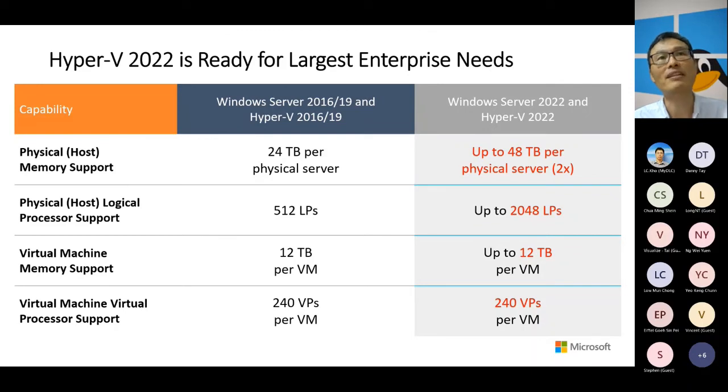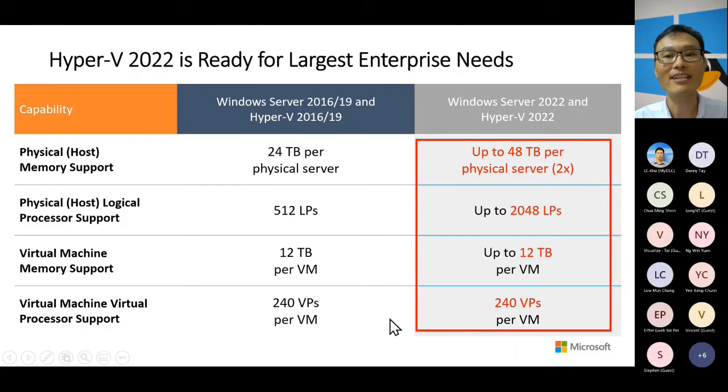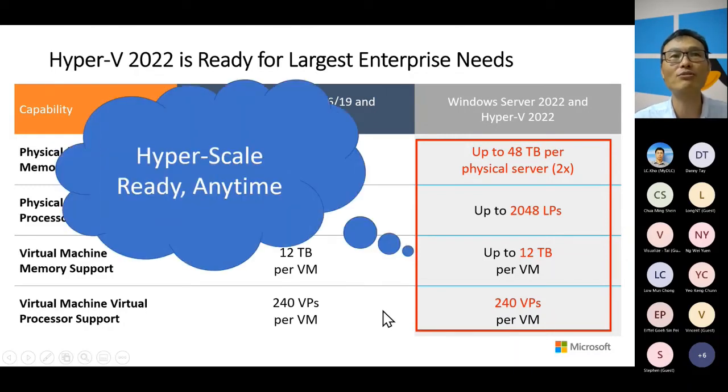Just to give you a bit of perspective, around October, November last year, Microsoft also released the latest version of Windows Server, and together with Windows Server 2022, we also have Hyper-V 2022. As you can see, with the latest version, the maximums of the solution have gone through the roof, from 24 terabytes doubling to 48, from 512 logical processors to 2048. From a virtual machine memory support perspective, it had already gone through the roof back in 2016 and 2019, so Microsoft didn't put in a lot more. It's not surprising, since not many people have actually hit that kind of requirement, and similarly from a virtual CPU perspective. But that said, this particular set of configurations is really hyperscaling for anyone who needs it, anytime. They're ready to go.